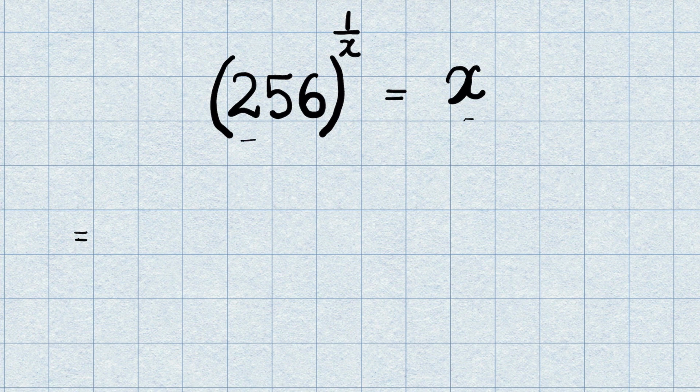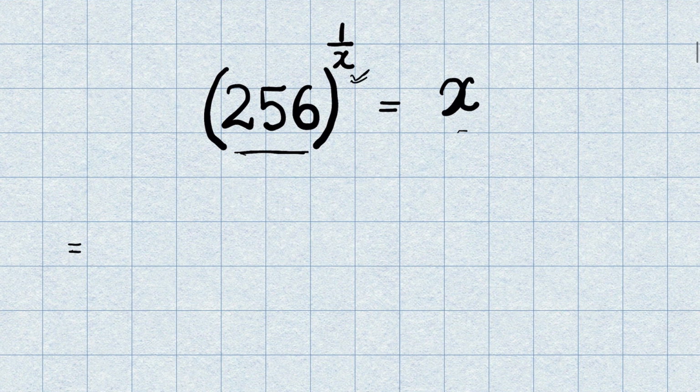So, on the left hand side we have a number and the exponent is a variable, while on the right hand side the base is a variable. So, we need to keep variables on one side and numbers on one side. So, to remove the variable in the exponent on the left hand side, we raise it to the power of x. So, 256 raised to the power of 1 upon x, then the whole raised to the power of x.